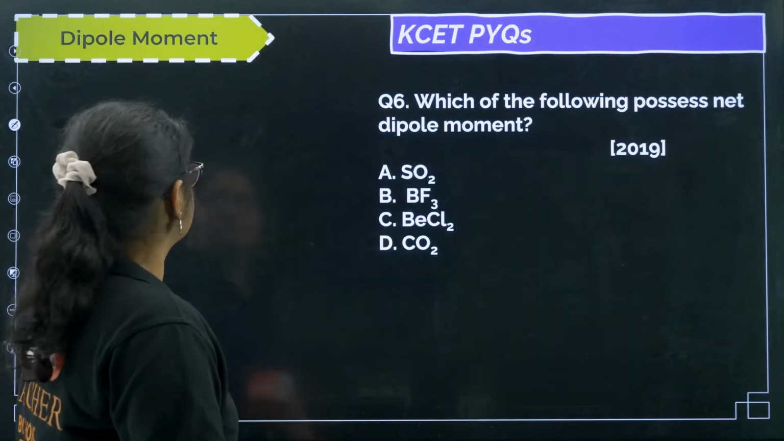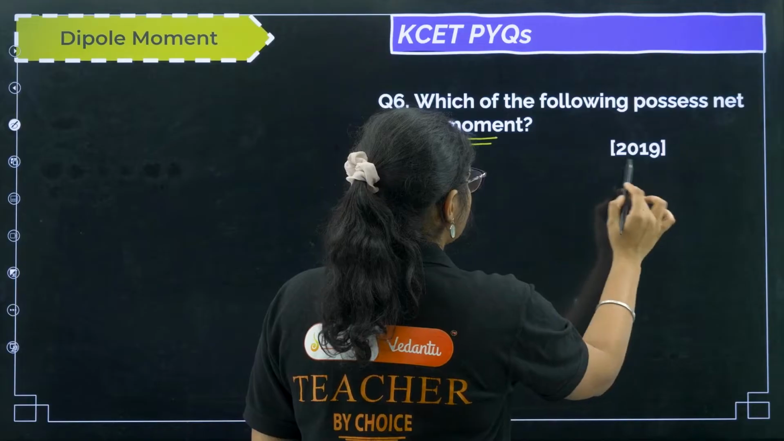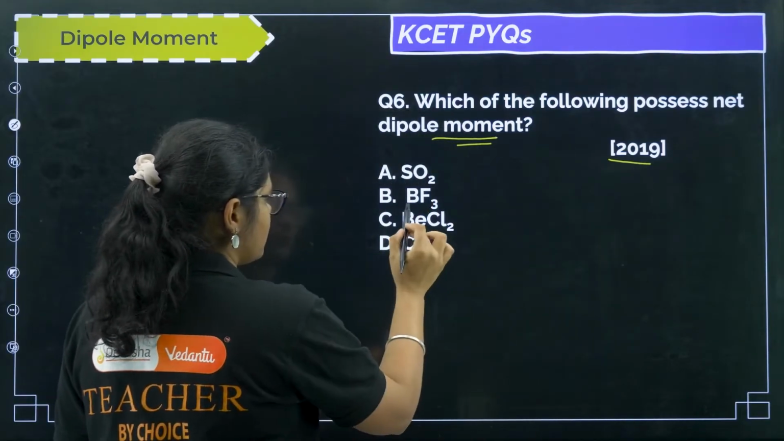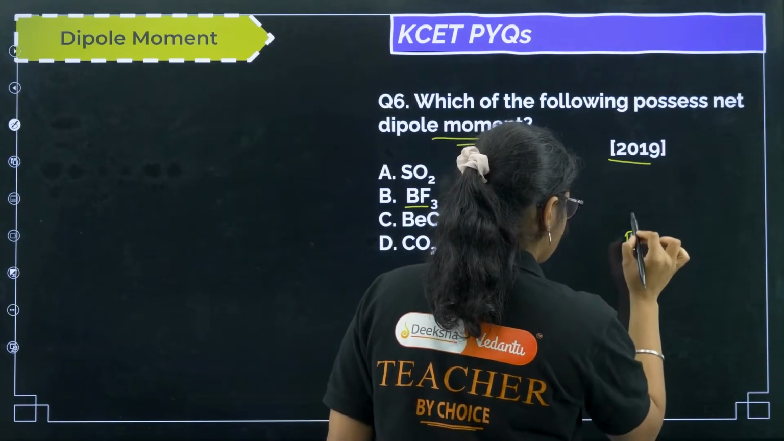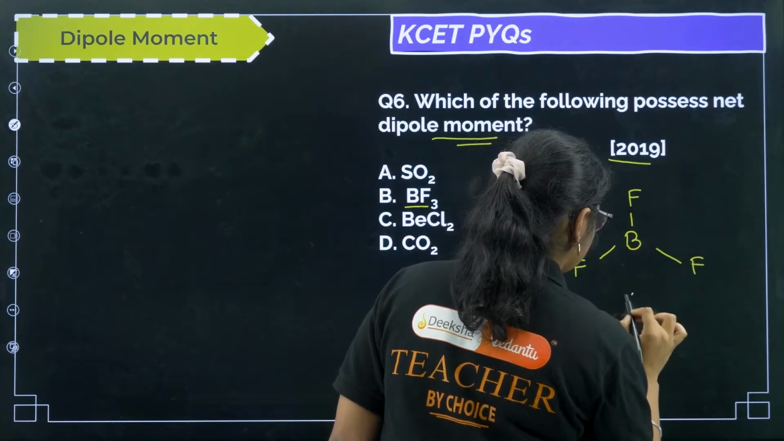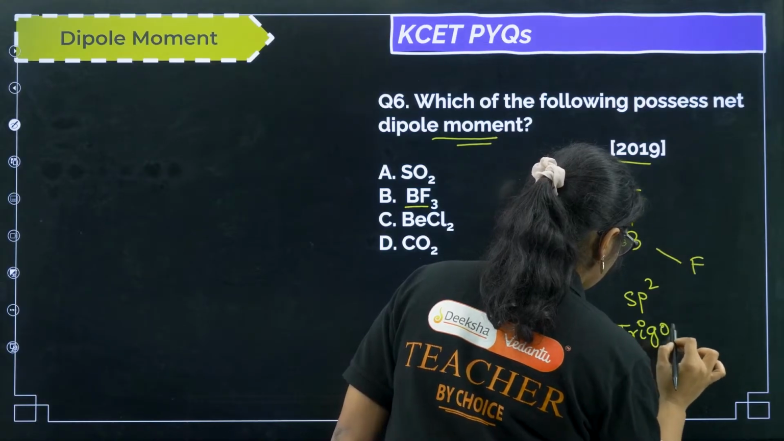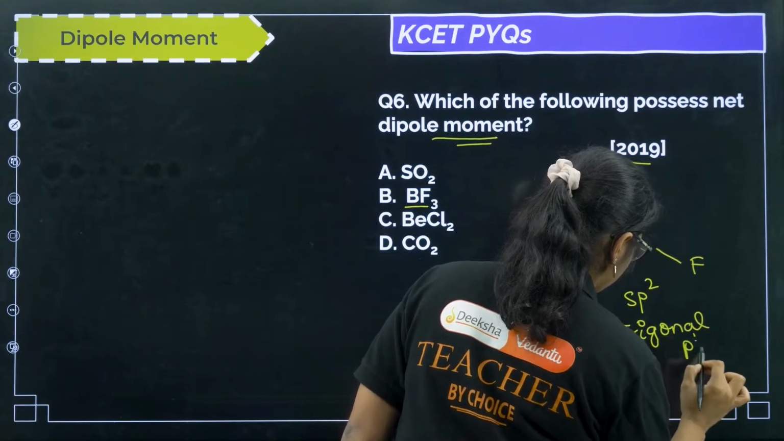Okay. Next question is on dipole moment. Which of the following possess net dipole moment? 2019 KCET question. So if you know, BF3 structure is like this. BF3 is sp2 trigonal planar.